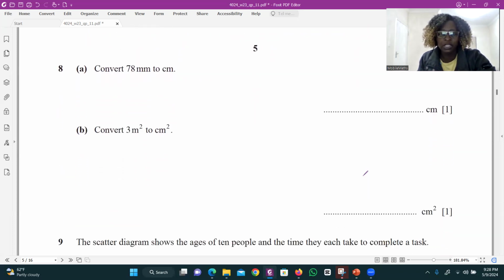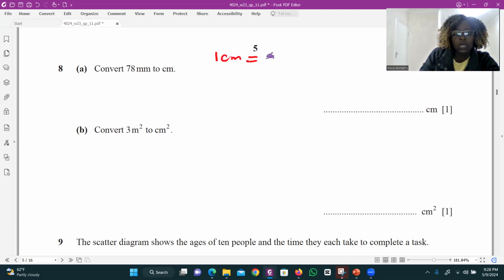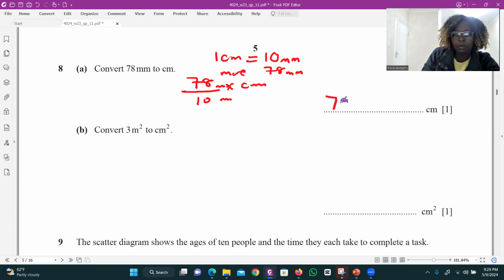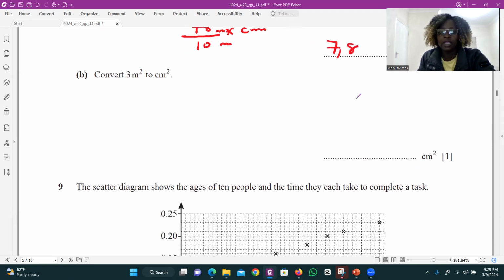Let's move on to the next question. Number 8. Convert 78 millimeters to centimeters. We know that 1 centimeter is equal to 10 millimeters. So what if I have 78 millimeters? I can simply divide 78 by 10, then we get the centimeters. I multiply by centimeter, such that the millimeters here will cancel off each other. So this is going to give me 7.8 centimeters. Let's move on.